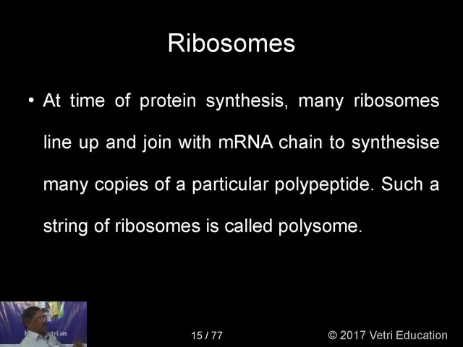So at the time of protein synthesis, many ribosomes line up and join with mRNA in a chain that is called a polysome, and synthesize many copies of particular polypeptides. Peptide is nothing but protein; polypeptides are proteins. Such a string of ribosomes is called a polysome.